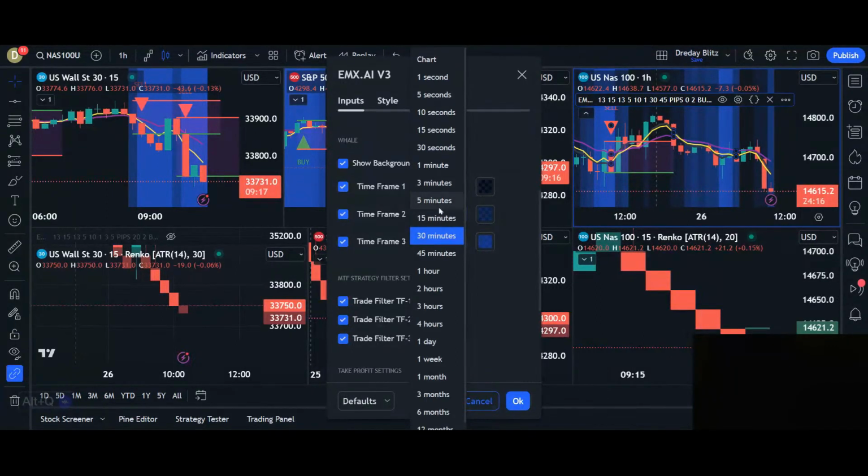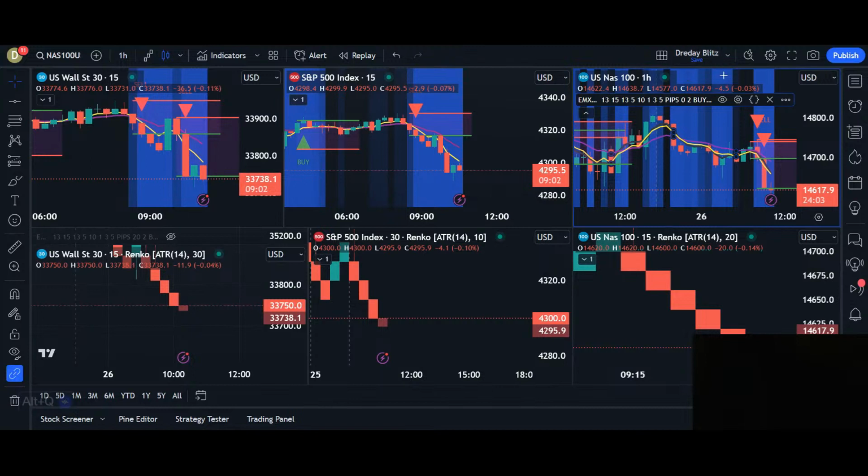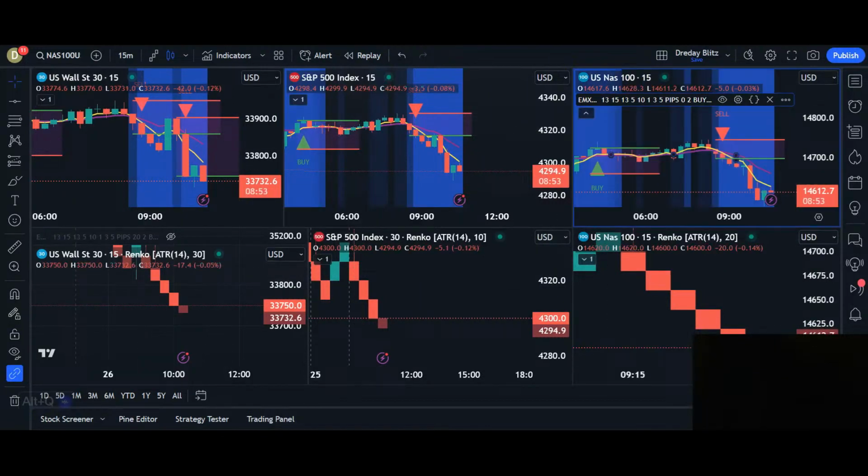Just gonna change everything back to, boom. Perfect. So hope it was clear for you how to set up the alerts. And eventually I will have an actual training for the EMX AI, so you know exactly how to use it, because there's different ways to use it.